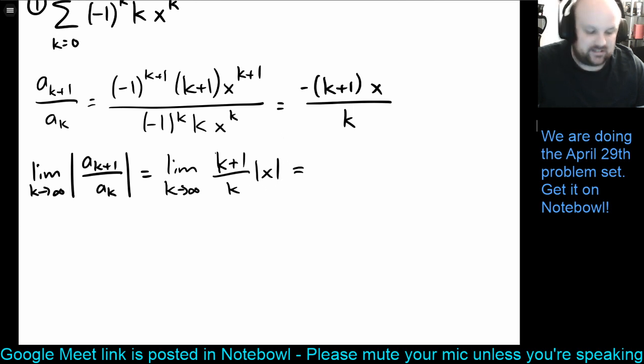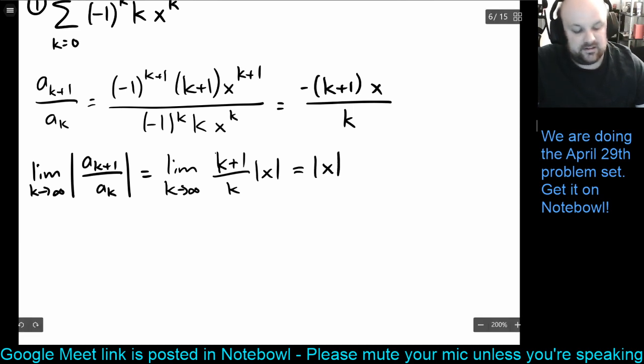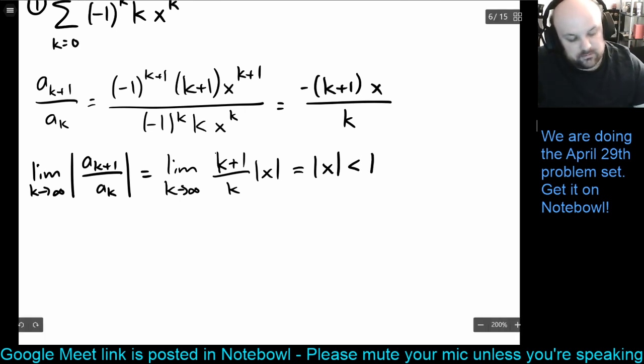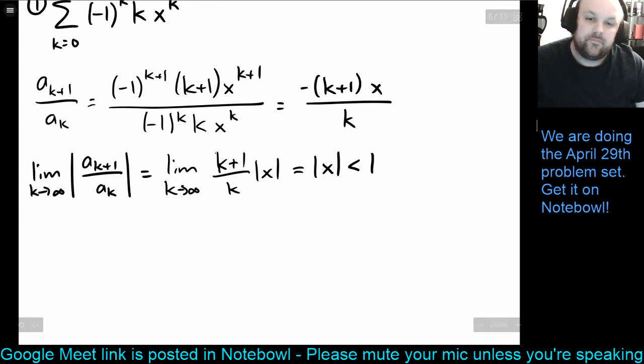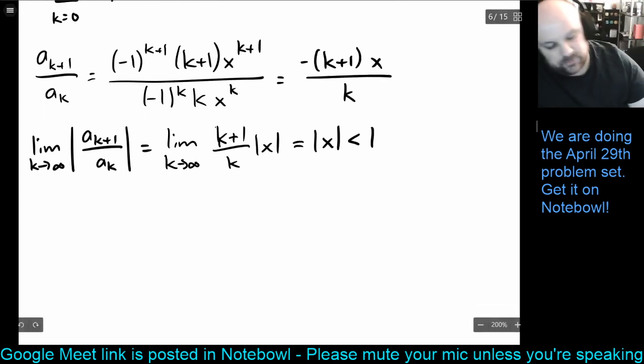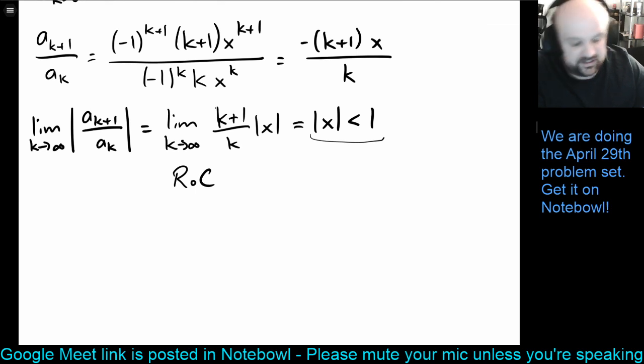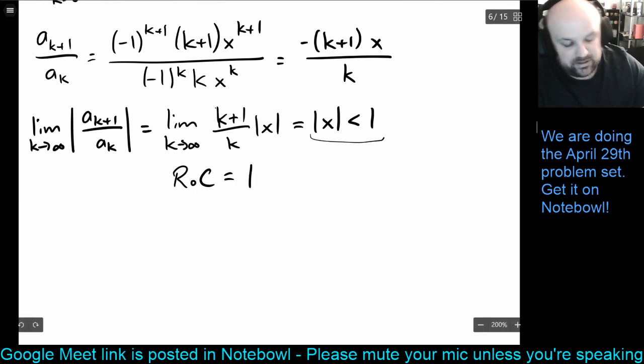Yeah, exactly. The absolute value of x has nothing to do with this limit, so you can factor it out. Really, it's the limit of this times that. And the ratio test wants this to be less than 1. So, less than 1. Cool. So given the form that this is in right here, we can say that the radius of convergence, which I'll just write ROC, is 1.